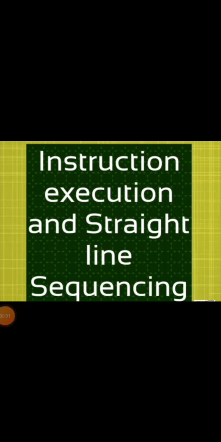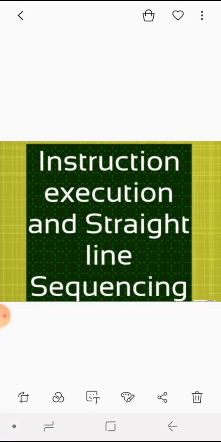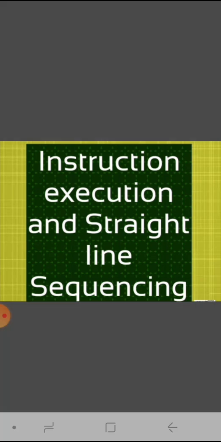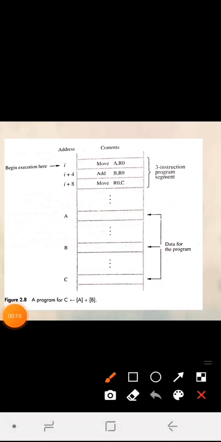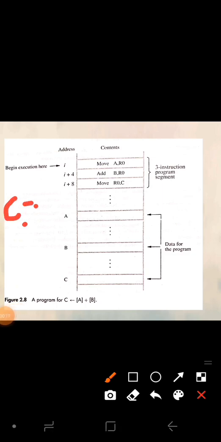Everyone, in the last session we discussed the various kinds of instructions we can use to instruct the computer to perform a particular task. Today in this session, let's discuss instruction execution and straight line sequencing. So we have tried an example, which was C is equal to A plus B. Remember? So here the same thing we have written in terms of a program now.